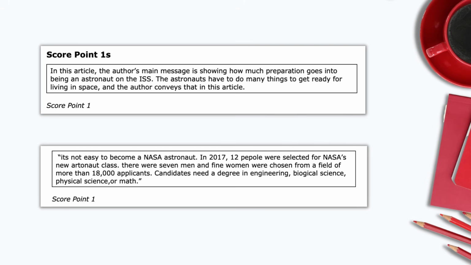The next one says, it is not easy to become a NASA astronaut. In 2017, 12 people were selected for NASA's new astronaut class. There were 7 men and 5 women chosen from a field of more than 18,000 applicants. Candidates need a degree in engineering, biological science, physical science, or math. So here you can tell, one, they didn't copy it exactly correct, but two, this is them trying to just copy text directly from the passage. So these examples are relevant to the main message, but since they don't actually state the main message, they're only going to get 1 point.